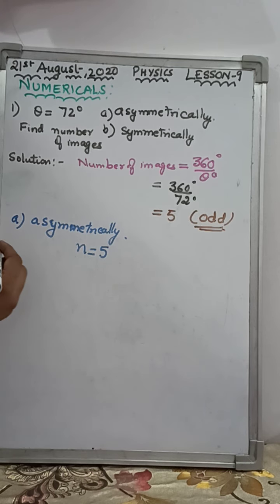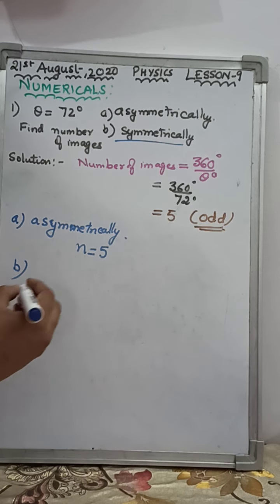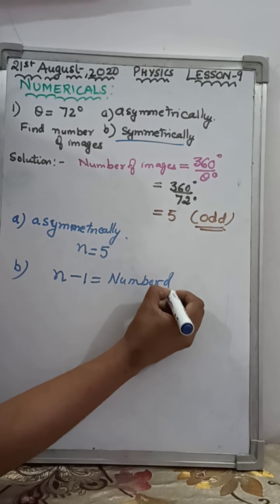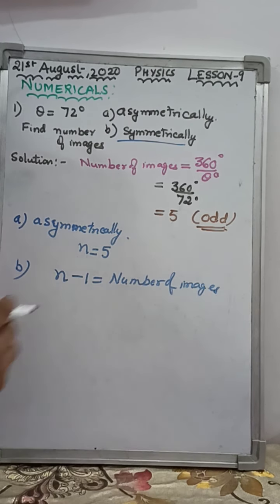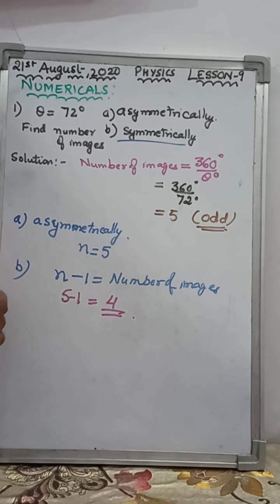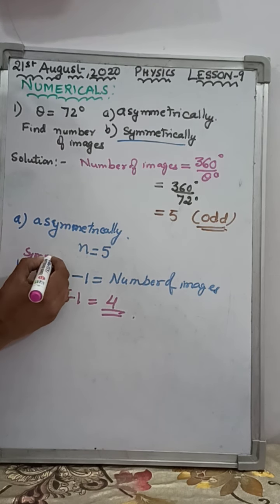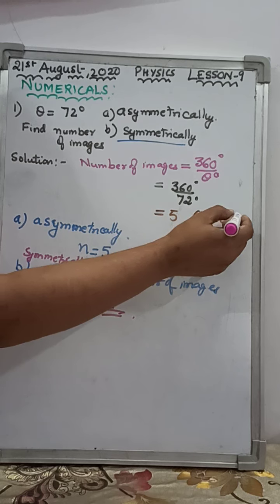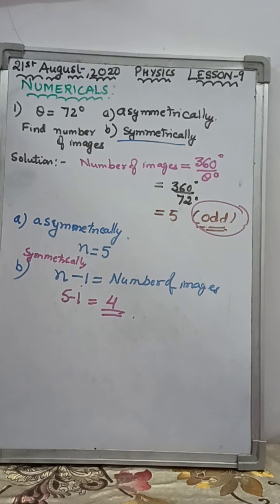Clear? Now next B. When the object is placed symmetrically, then what will you do? You will take n minus 1 as the number of images. So what is n over here? n is 5. So 5 minus 1 will be 4. When the object is symmetrical, you will subtract 1, so 5 minus 1 will be 4. When it is asymmetrical, you will simply write n is equal to 5. When n is coming odd, the number of images are coming odd.